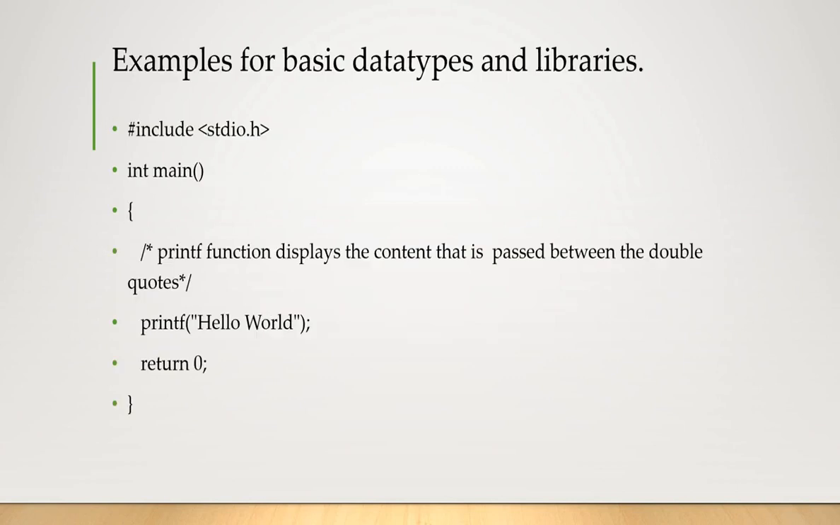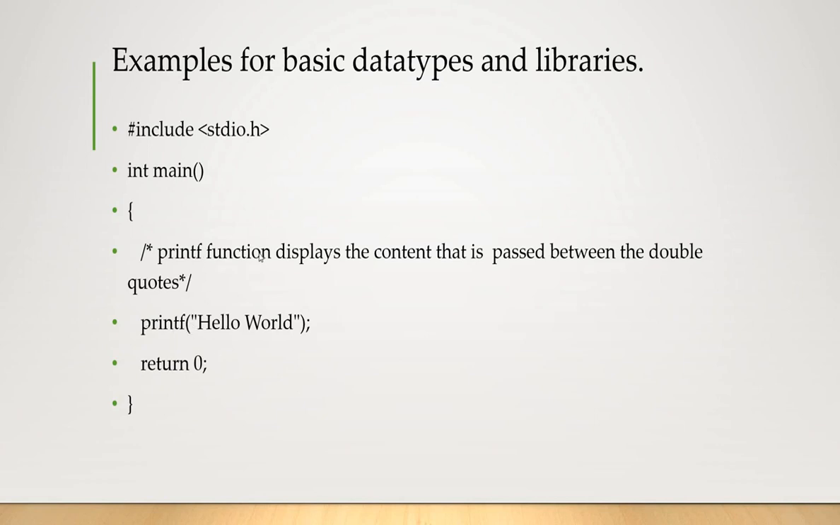Okay. Next one is examples of basic data types and libraries. We already discussed libraries. This is the syntax of how to declare a library: #include <stdio.h>. Next one is int main. The main function is of type int, and printf hello world, return 0.